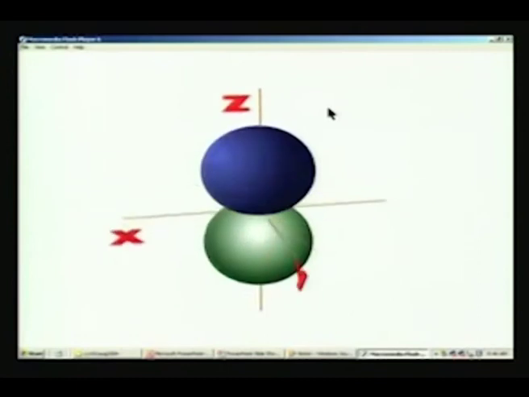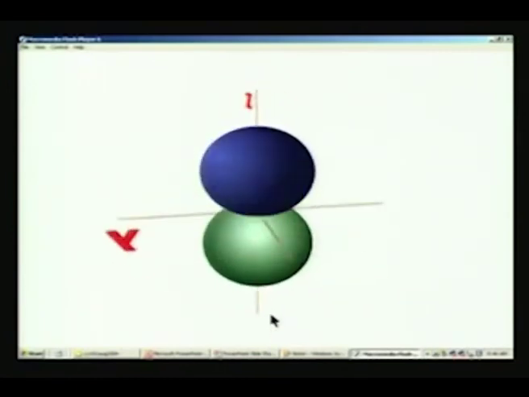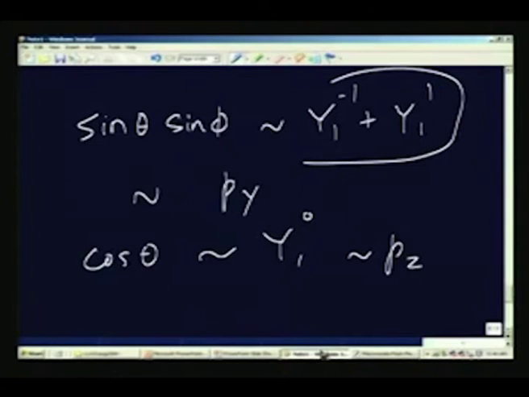Again, there is no difference between x, y and z, except that the lobes this time point along the z-axis, positive and negative again. So it looks like there is a symmetry, but you remember the functions do not appear to give any of this.